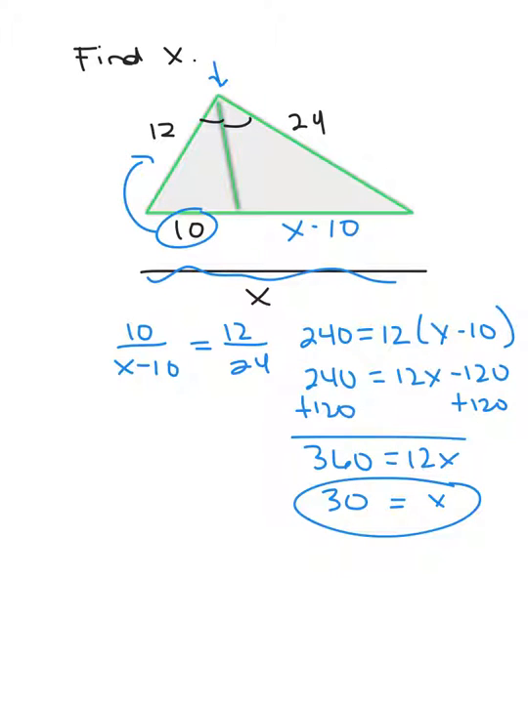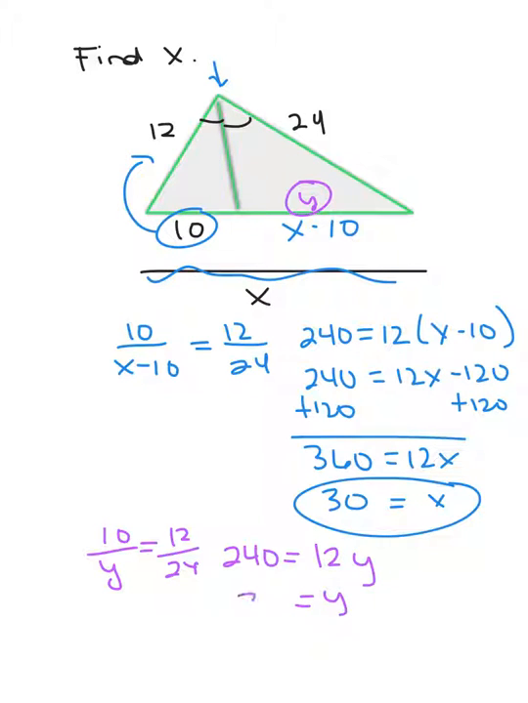Now I could have done this another way. I'm going to just change color so you can see. Let's just say I decided to make this side y. So I could have also set up my proportion 10 is to y as 12 is to 24. And I would cross multiply the same way. 240 equals 12y, divide both sides by 12, and I know y is equal to 20. So if y is equal to 20 and the other side is 10, I know that x is going to be 10 plus 20, which also gives me 30.